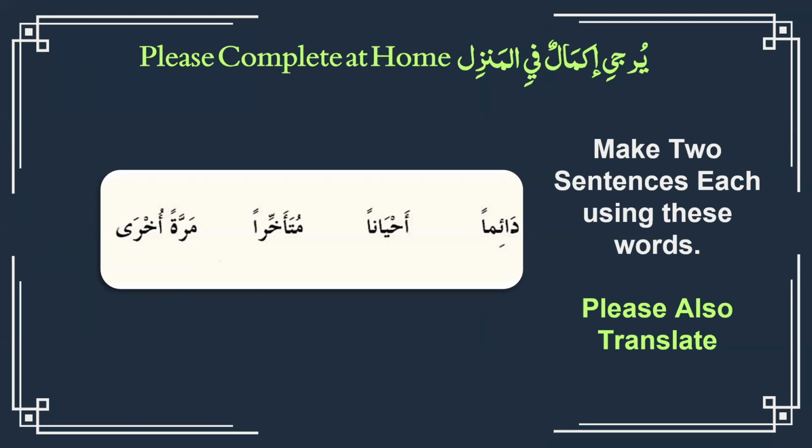Let me quickly ask, who can tell me what the word daiman means? Always. Ahyanan, sometimes. Mutaakhiran, late. And marratan ukhra, once again. Very good. So you just have to make two sentences each using these four words that you see on your screen. That's all you have to do. That's the only exercise you have.